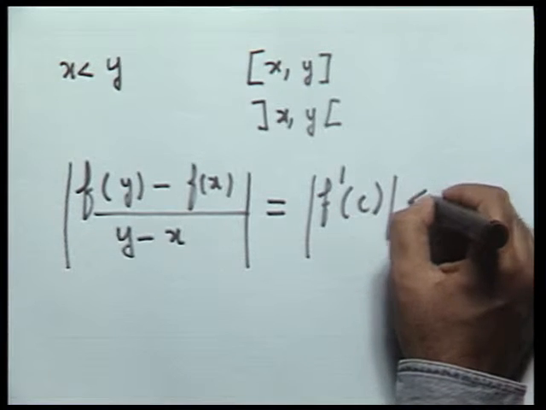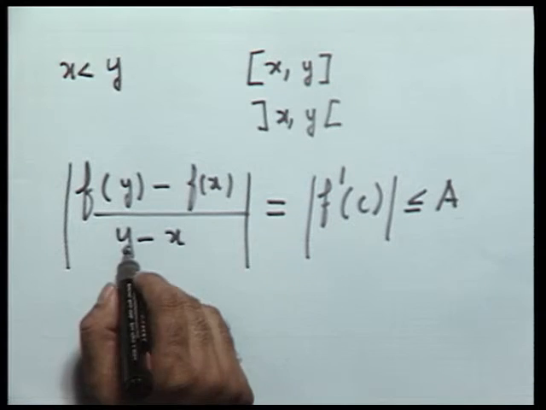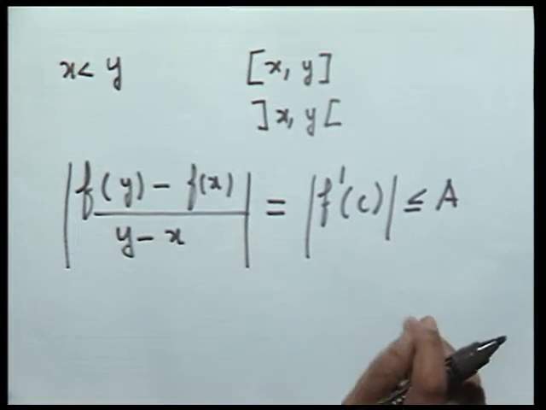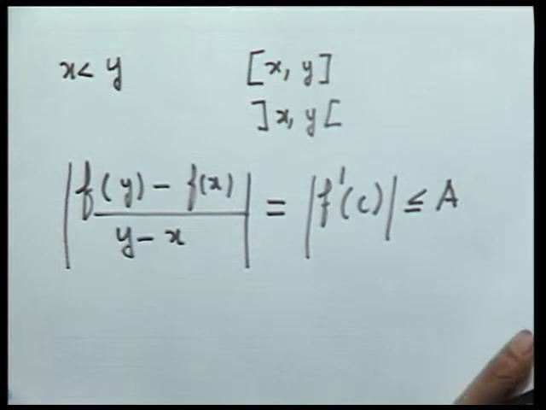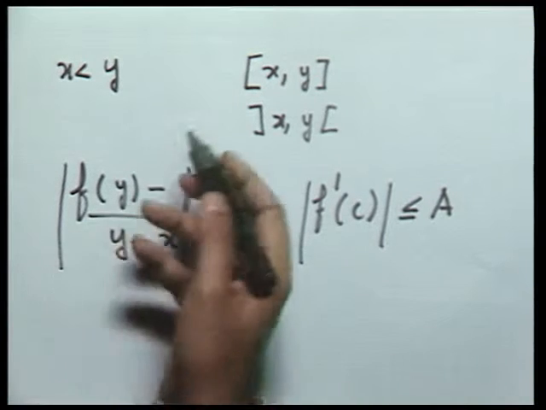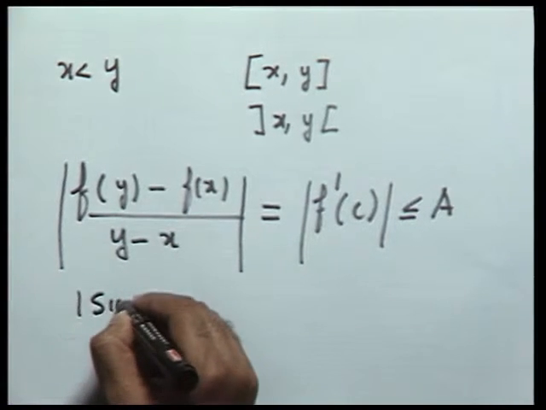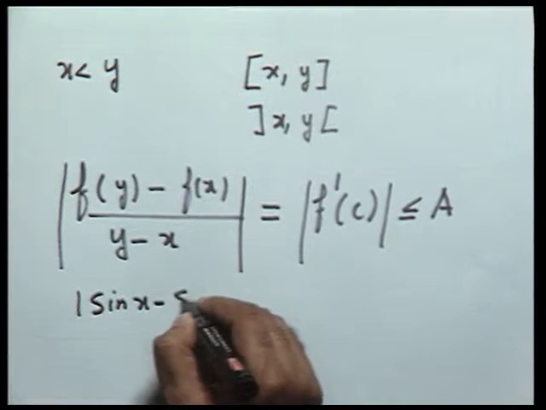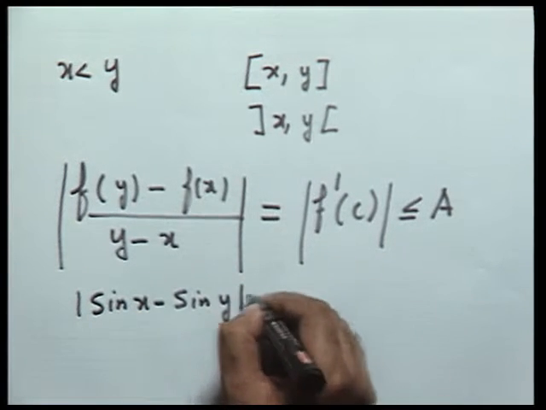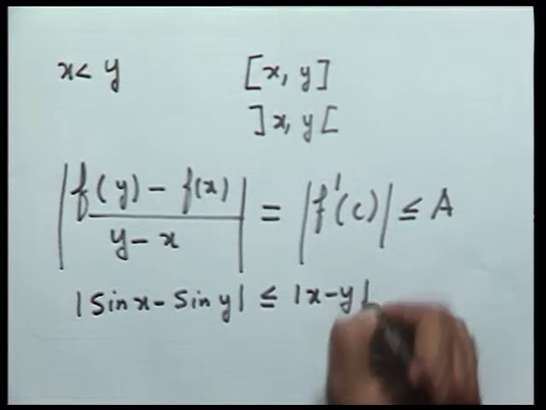Then mod f prime c is less than or equal to a, and then just take mod y minus x to the right hand side and you have your inequality. As a very special case of this, if you look at the function sin x, for instance, then you can see from here, because sin x will satisfy the criteria that f does, that mod of sin x minus sin y will be less than or equal to mod of x minus y.